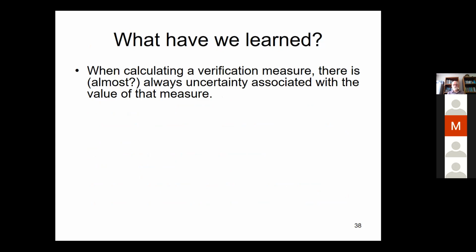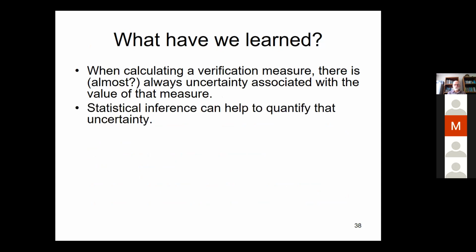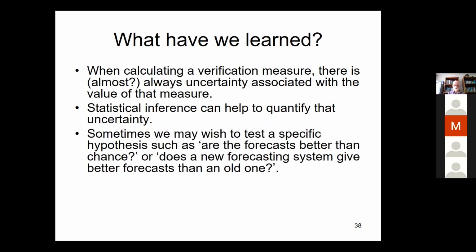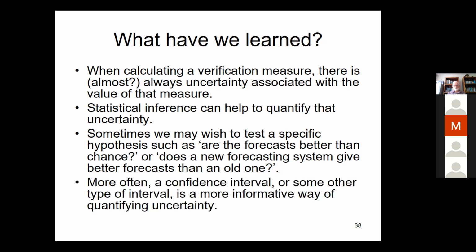When calculating a verification measure, there's almost always uncertainty associated with the value of that measure. And statistical inference can help in trying to quantify that uncertainty. Sometimes we wish to test a specific hypothesis, such as: is a new forecasting system better than an old one, or better than other forecasts we've got, better than might have been achieved by chance? More often, I believe that a confidence interval or some other type of interval is a more informative way of quantifying uncertainty.